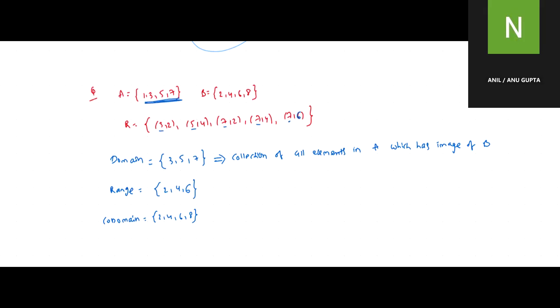Correct? Yes. Next, what is the definition of range then? Range is a collection of all elements in B which are images of pre-image A. Collection of all B which has a pre-image in A. Okay.